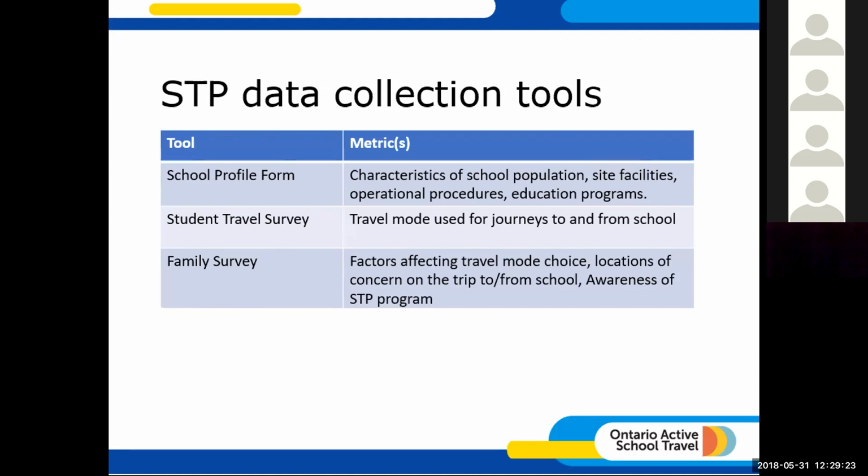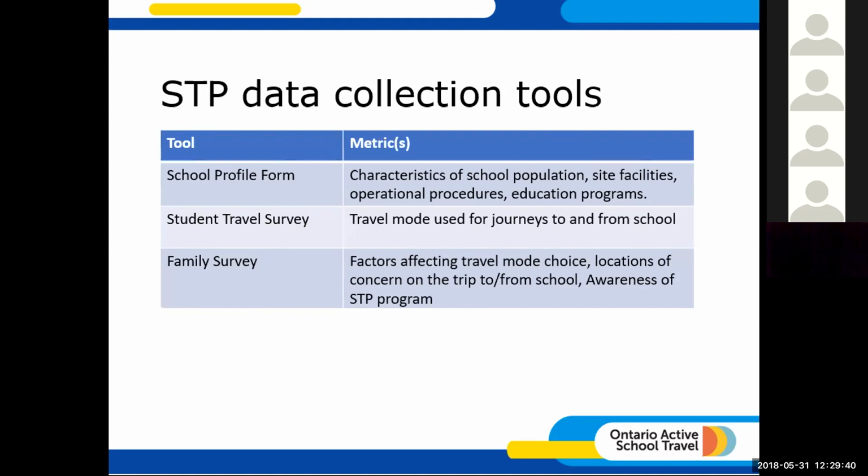The data collected through this family survey not only helps to assess travel conditions, but it also helps to inform the locations for the walkabout and the traffic observation survey. So it's informing other elements of the data collection process.